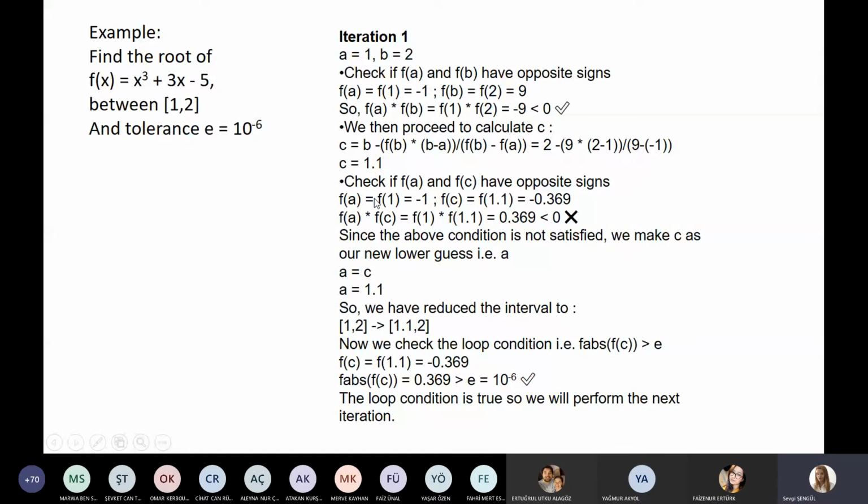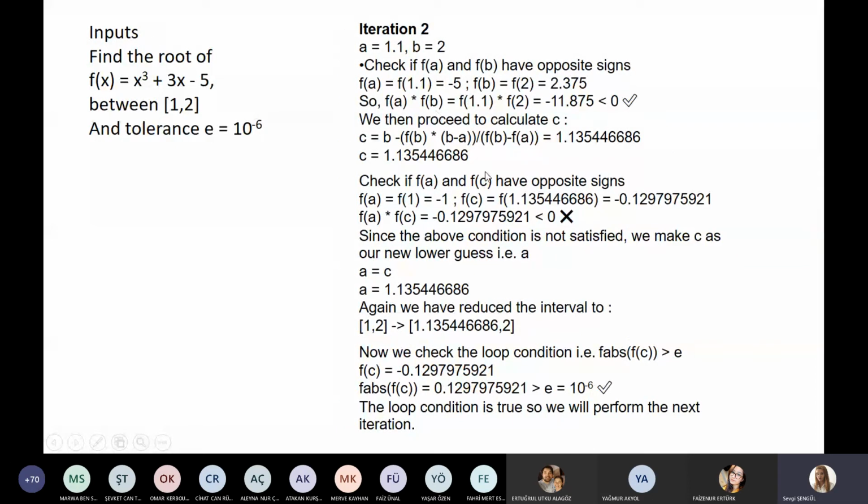That's why you need to update f of a, because it was -1, with 1.1. And now your new interval is not 1, 2, it is 1.1, 2. And you will define a second line between that. You will check the sign of C, whatever the sign. If it is negative, you need to again update 1.1. If it is positive, you need to update 2. And exactly it will go on like that. And you can see that it is very slow to converge.